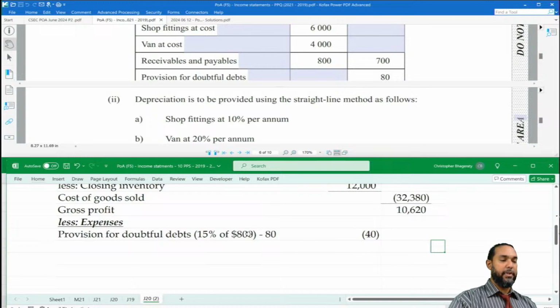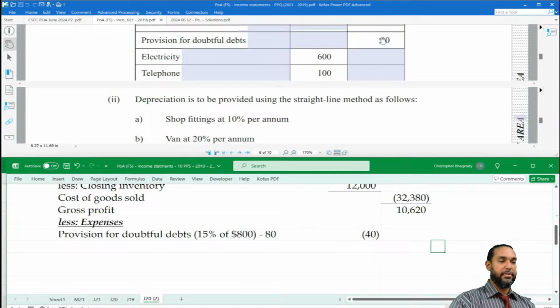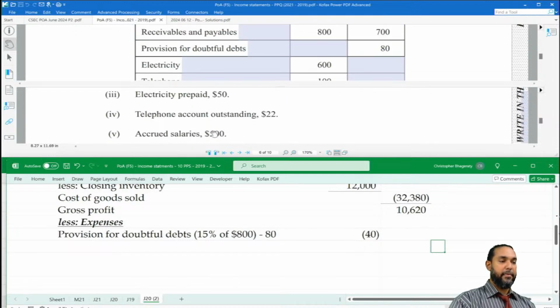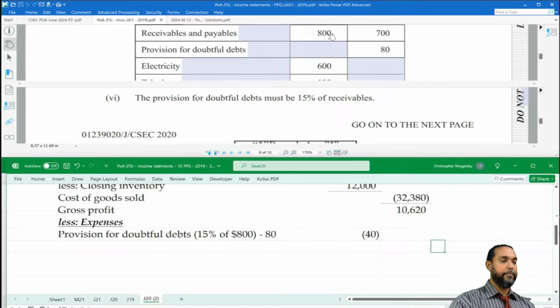Okay, so let's deal with the provision for doubtful debts, right? The provision for doubtful debts currently exists at $80, right? And it says down here that the provision for doubtful debts must be 15% of receivables. So your receivables figure is actually 800, right? What we do therefore is find 15% of 800. Now that's going to give us 120. But that figure is not what goes in the income statement, right? So what we do, once again, is you find 15% of the 800. That is a receivables figure. That's 120. And now, right below here, we have an existing provision for doubtful debts of 80.